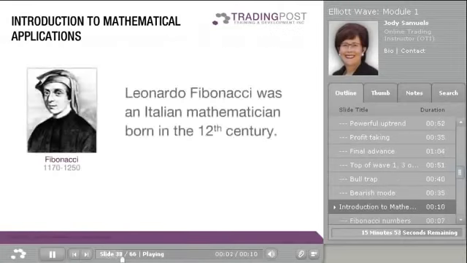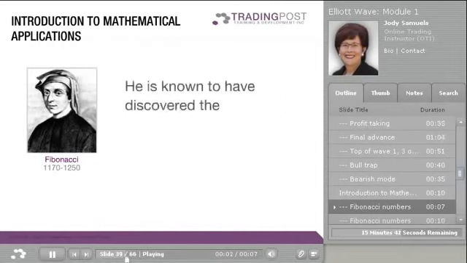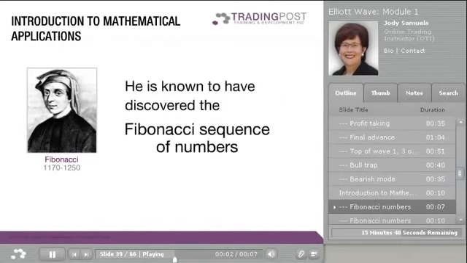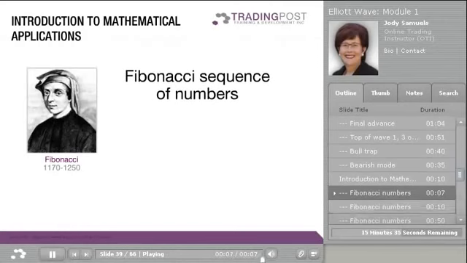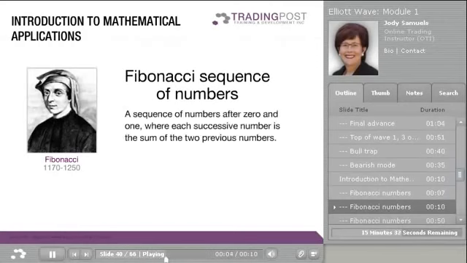Introduction to Mathematical Applications. Leonardo Fibonacci was an Italian mathematician born in the 12th century. He is known to have discovered the Fibonacci sequence of numbers. The Fibonacci number sequence is a set of numbers after 0 and 1, where each successive number is the sum of the 2 previous numbers.